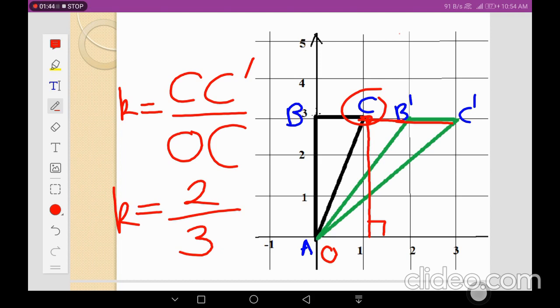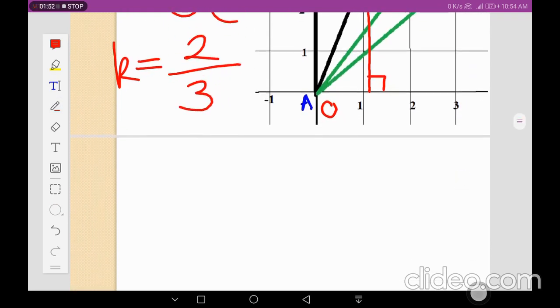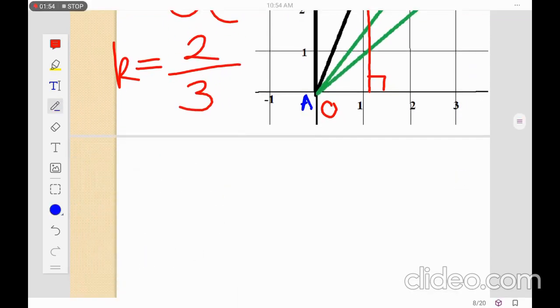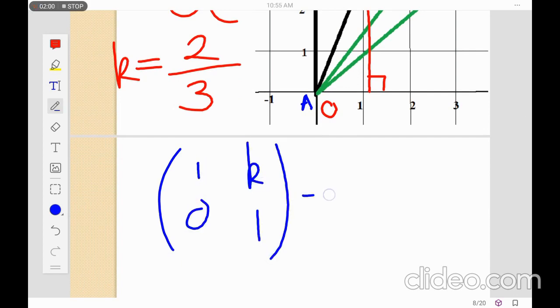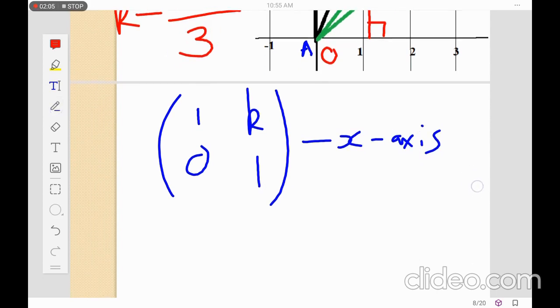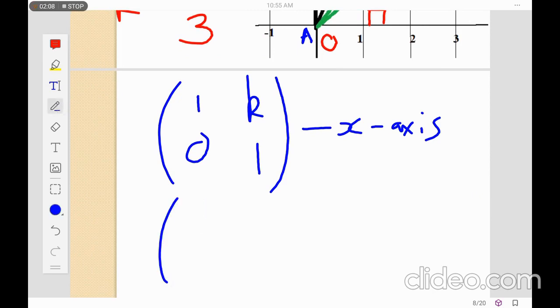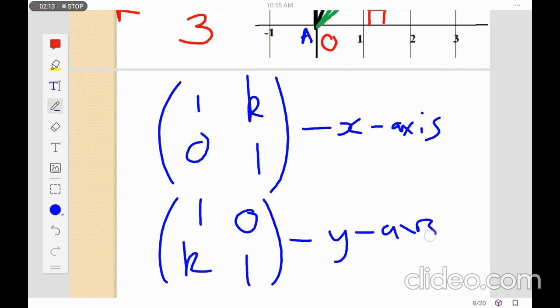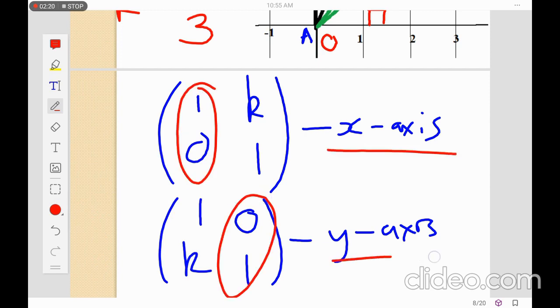Okay, and if I want to represent that in the form of a matrix, remember our matrix of shear is 1, 0, K, 1 when the x-axis is the invariant, and it's also 1, K, 0, 1 when the y-axis is invariant. Okay, so these are the invariant lines. This one is not changing, that's where we have our x-axis, and this one is not changing, that's where we have our y-axis as invariant, and these are the shear factor.